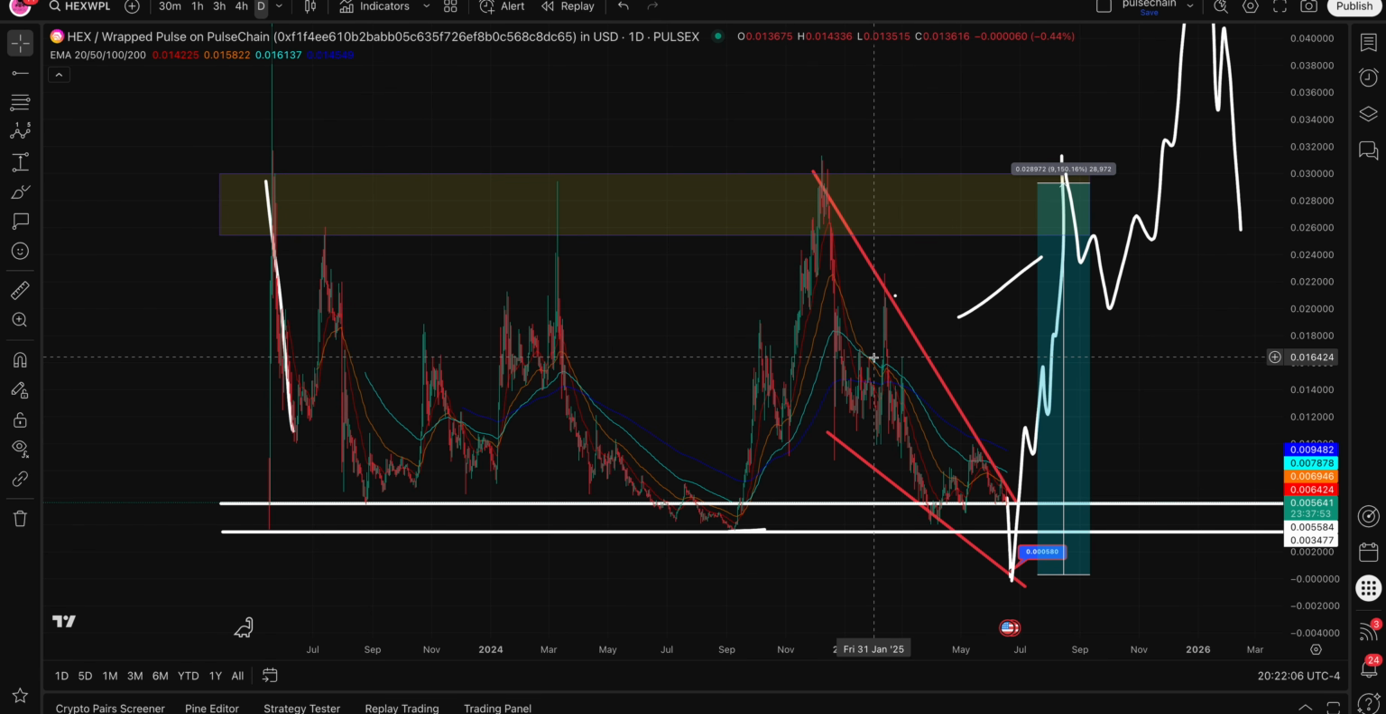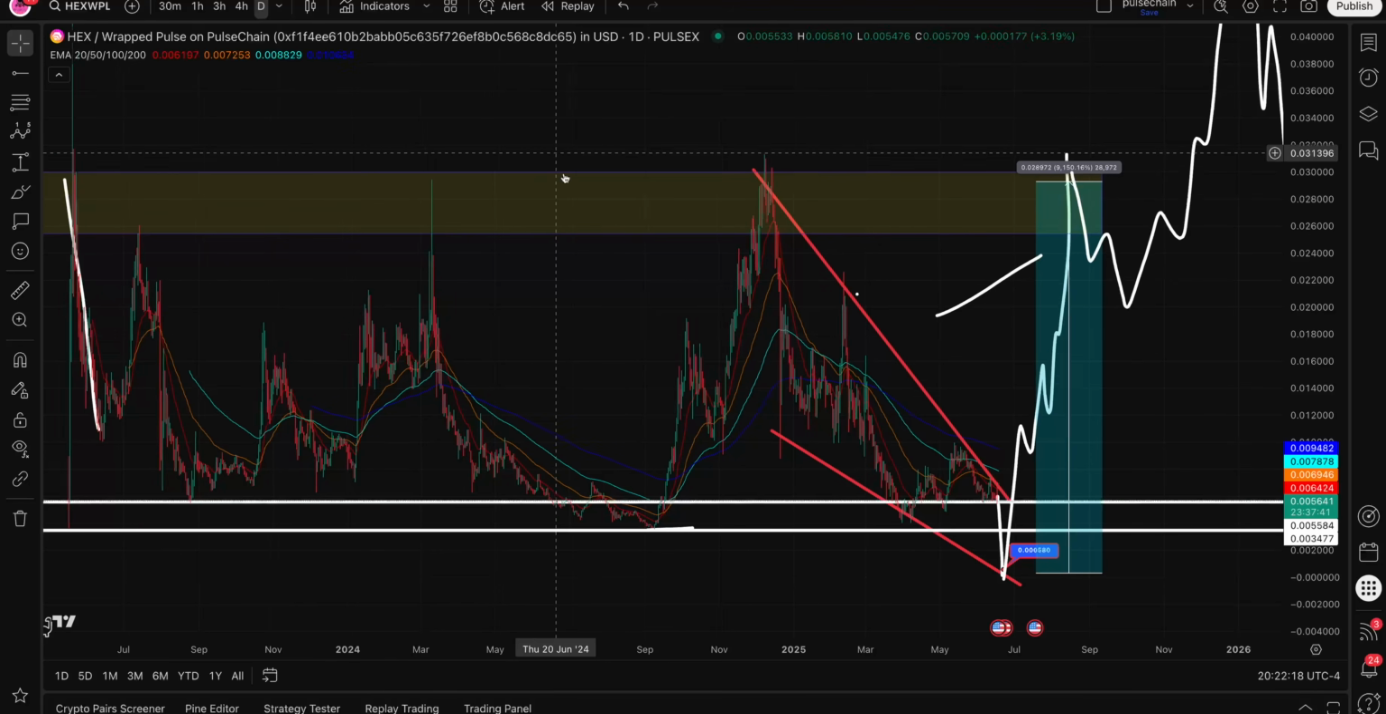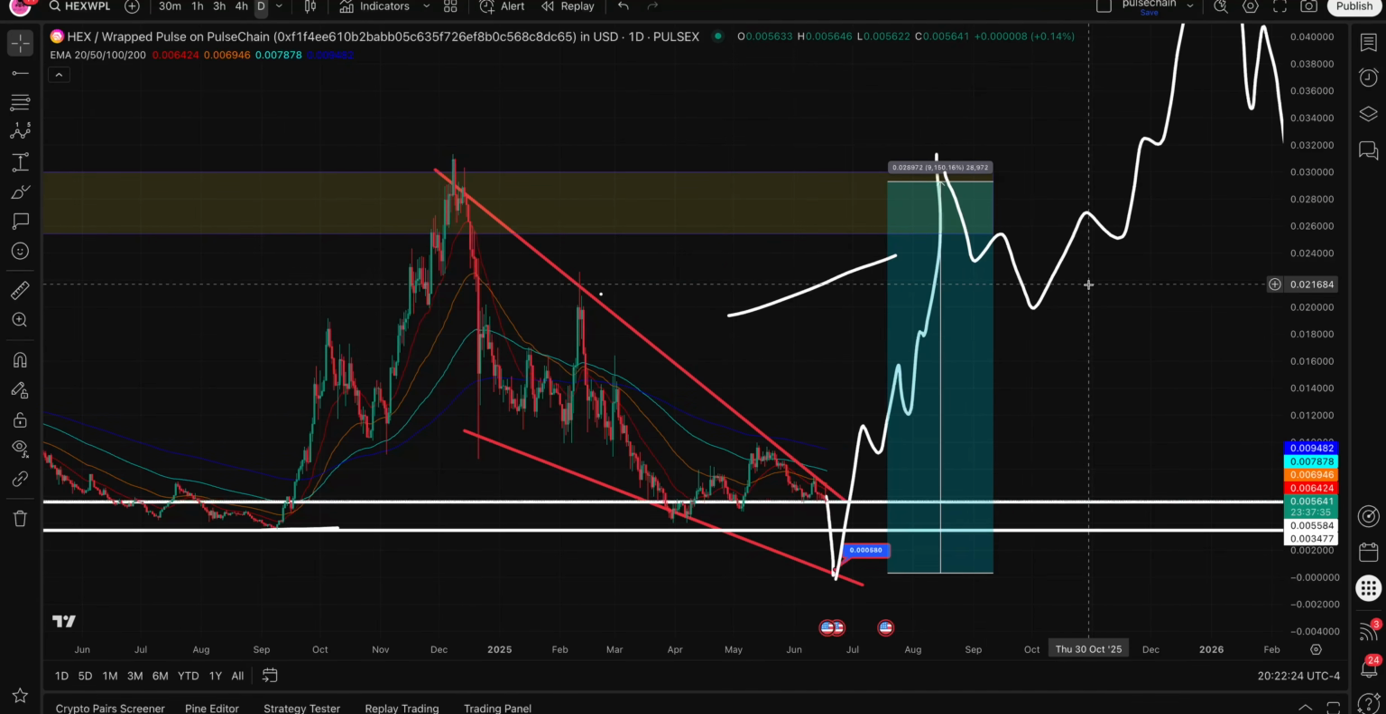And if we do come down, then consider it as an opportunity, because I think that if we do have another flush in the altcoin space, especially in the PulseChain ecosystem, considering how much these holders have been through, it's likely going to be the last dump, the last dump before the markup phase.